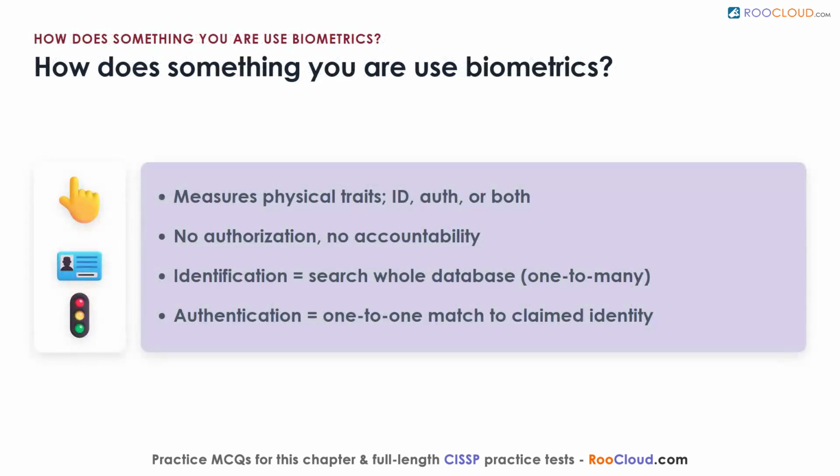How does the something you are factor use biometrics? Biometrics measure physical traits and can serve as identification, authentication, or both, though they never provide authorization or accountability. Used for identification, the system searches your offered pattern against a whole database of enrolled users. Used for authentication, it does a one-to-one match against the single stored pattern for the identity you claim.